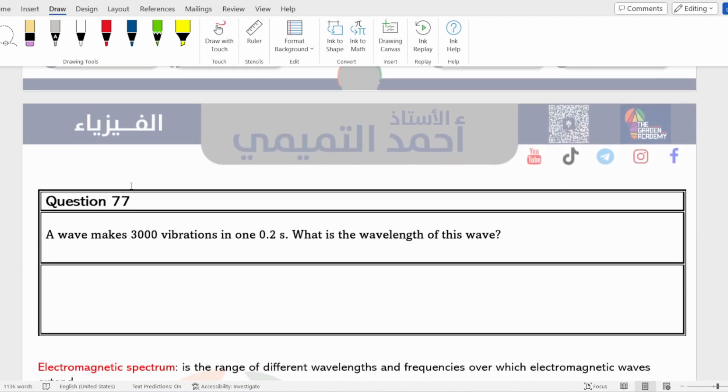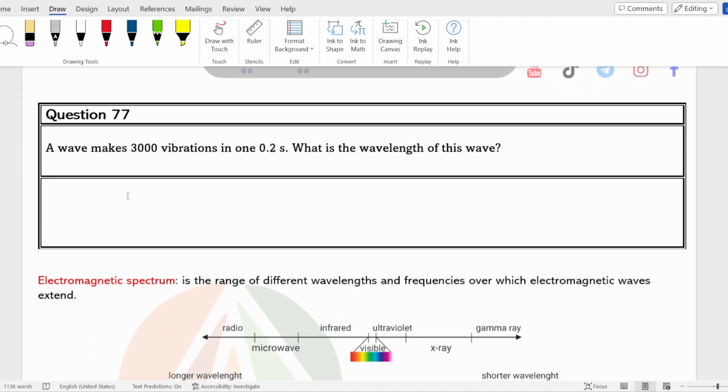ننتقل الآن إلى السؤال رقم 77. Question 77. A wave makes 3,000 vibrations in 0.2 seconds. What is the wavelength of this wave? طبعا لما يحكي لي الآن in 0.2 seconds يعني المقصود فيها 0.2 seconds basically. لما يطلب منا الآن wavelength ما أعطانا speed, so we will use the speed of light in vacuum.